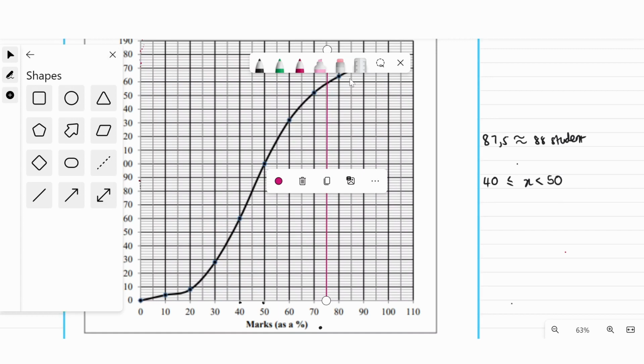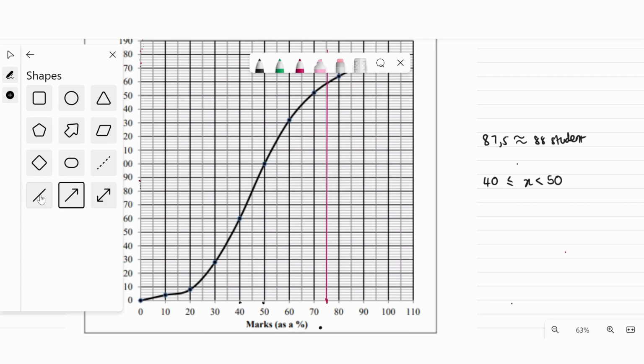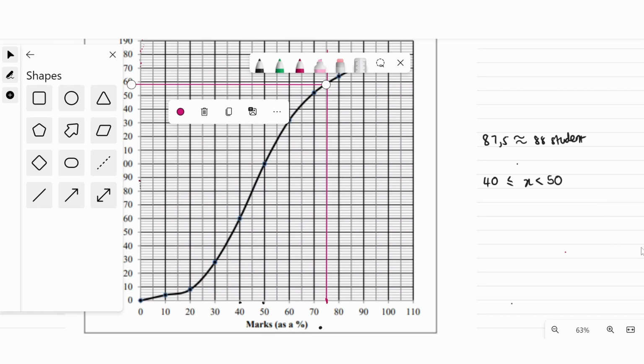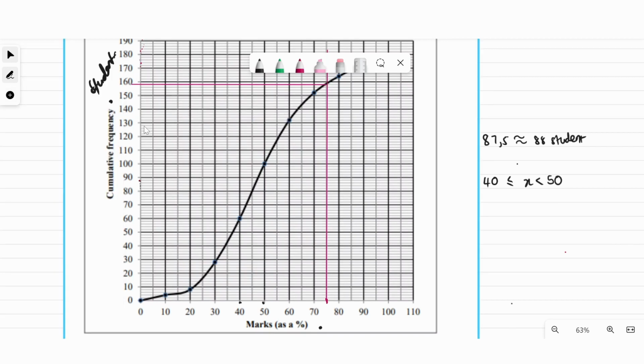Then I'm going to draw another line going across, because that's where we're going to know how many students there are. So I'm going to go from where it cuts here, then go like that. Let me make it pink so it is visible. Then we see that it's actually 158 students. So you're going to write 158 students, but we're not done.